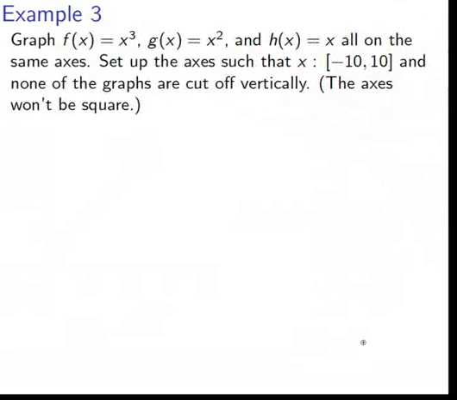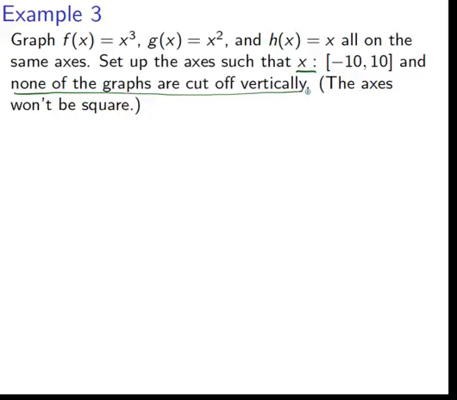Great. Example three, we want to graph f of x equals x cubed, g of x equals x squared, and h of x equals x, all on the same axes. And we also want to set up the axes such that we go from negative 10 to 10 on the horizontal, and none of the graphs are cut off vertically.